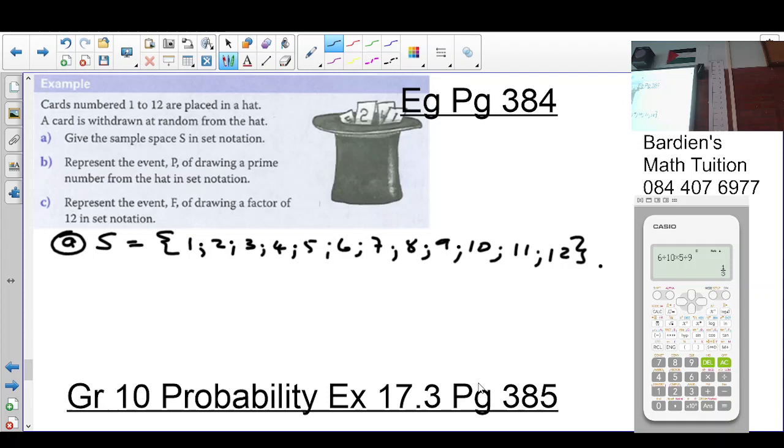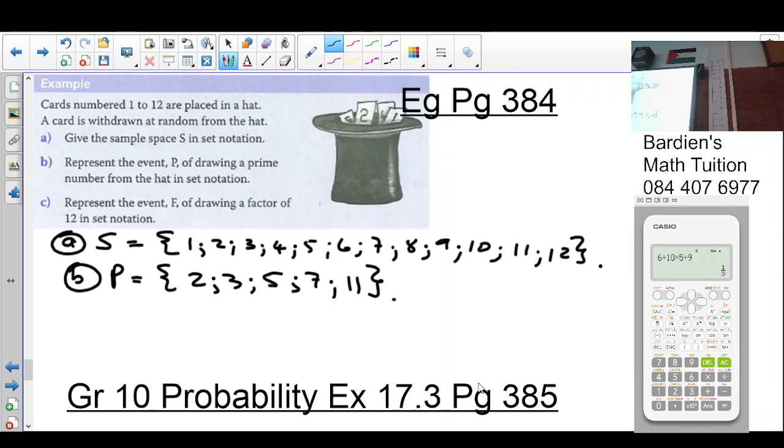Represent the event P of drawing a prime number from that in set notation. People, what are prime numbers? Numbers that only have two factors, one and itself. Such numbers from 1 to 12 are 2, 3, 5, 7, 11. Although 13 is also a prime number, it is not in the sample space we select from. 2 is also your only even prime number.